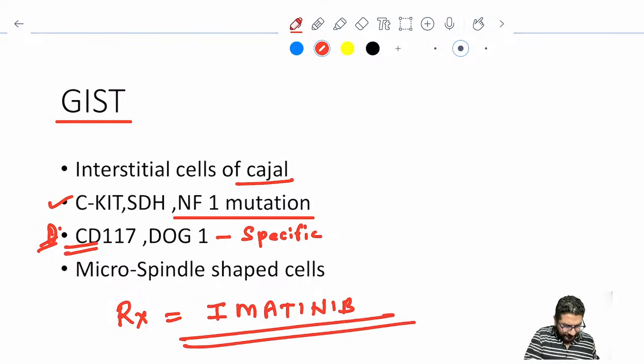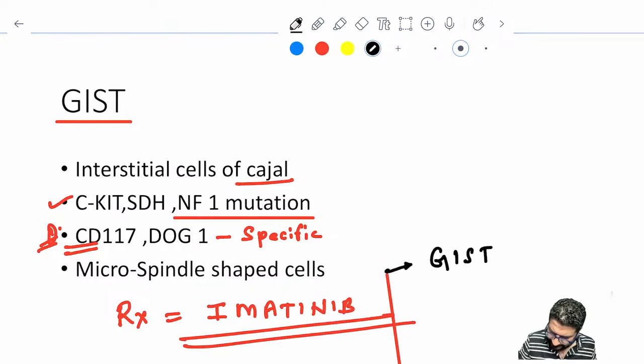Anyone? Saurabh, can you tell me any other condition, और कहीं use करते हैं imatinib? Where else we use imatinib? Come on. Imatinib is used in two places. It is drug of choice in two conditions. First is GIST. Second is CML. So this is something which you should know about imatinib.